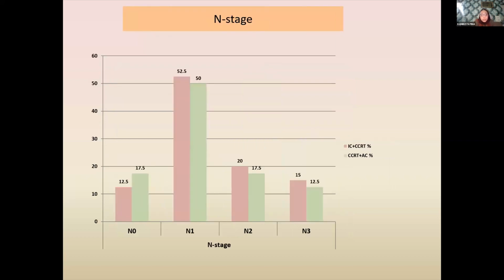Coming to the N stage in the induction chemotherapy, 52.5% of the patients had N1 disease, 20% of the patients had N2 disease, and 15% of the patients had N3 disease. Similarly, in the adjuvant group also, the majority, 50% of the patients, had N1 disease, 17.5% of the patients had N2 disease, and 12.5% had N3 disease.